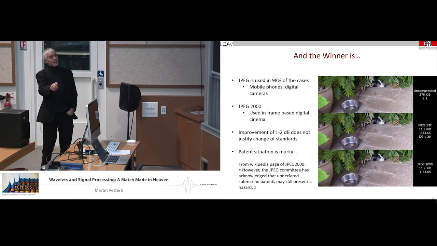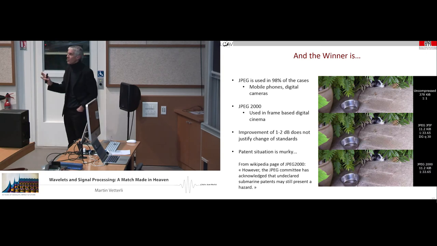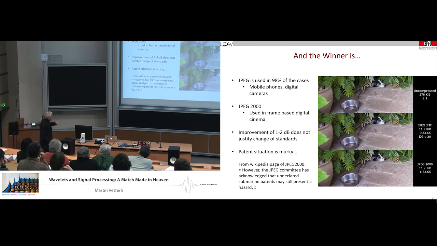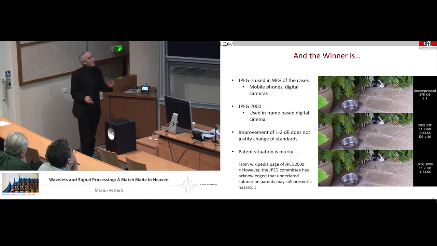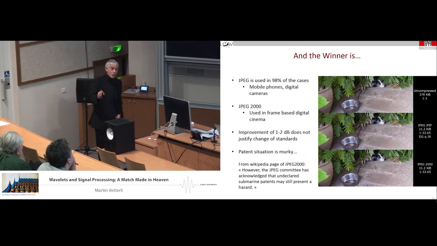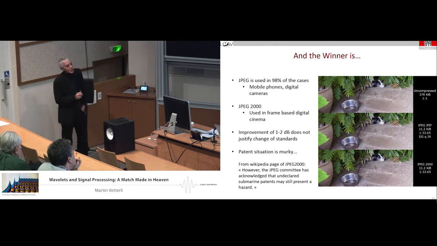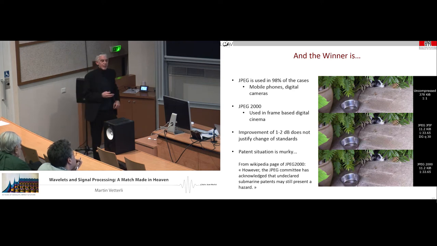So currently, I think the situation is that if you have a mobile phone and you take a picture, it's going to be JPEG. So 98% of applications of image compression is JPEG. JPEG 2000 is used in one standard, which is digital cinema. I think it's something that Dolby and the studios did, a frame-based video compression algorithm, and they use JPEG 2000. The improvement is 1 to 2 dB, so it's not bad, but it's not 100, right? That would be 10 dB or 20.